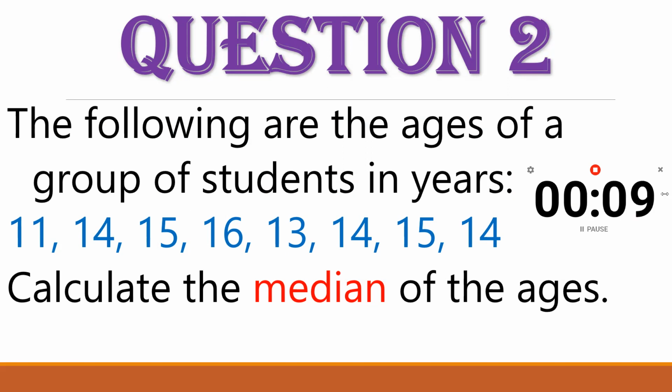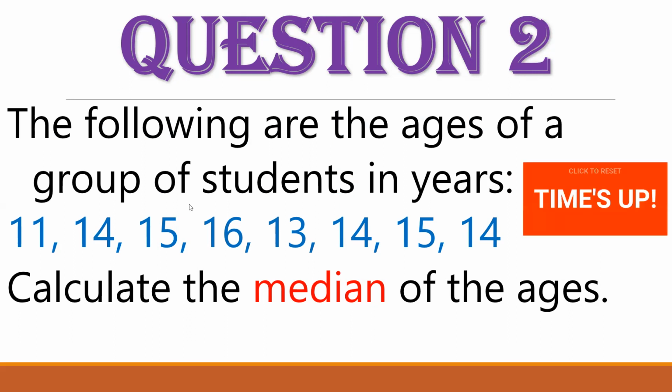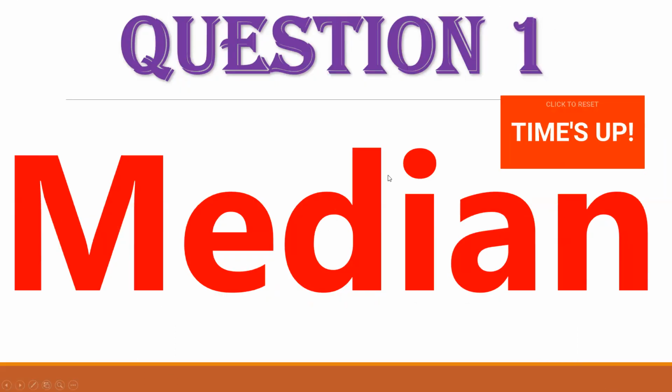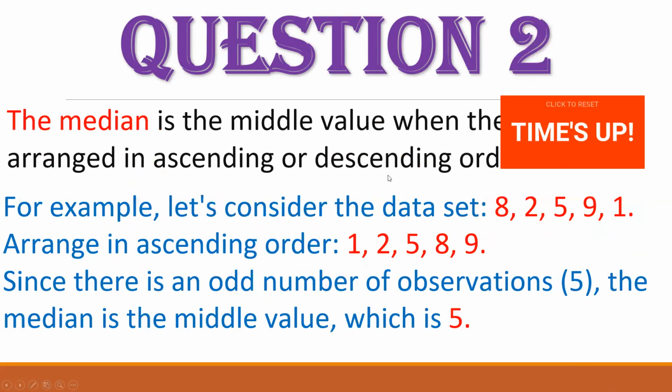Median of the ages. So we have 11, 14, 15. We are looking for the median of the age. Okay, question 2 done. But before answering the question, let's explain what the median is. The median is the middle value.